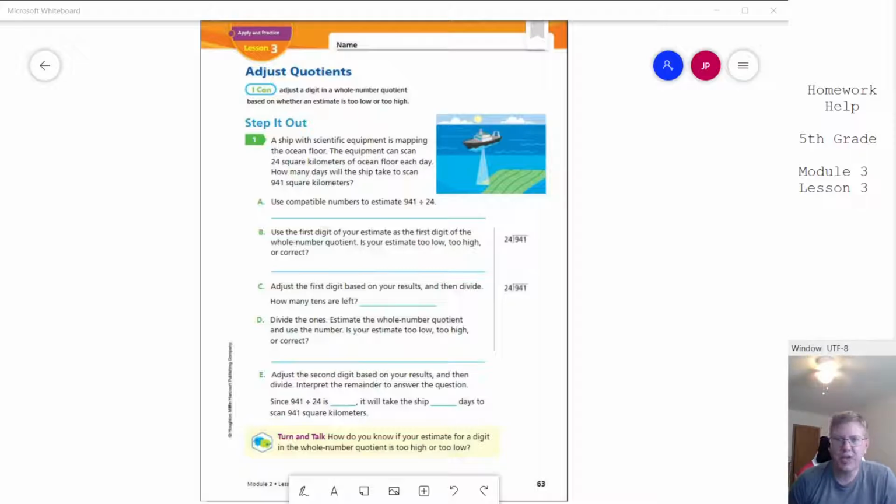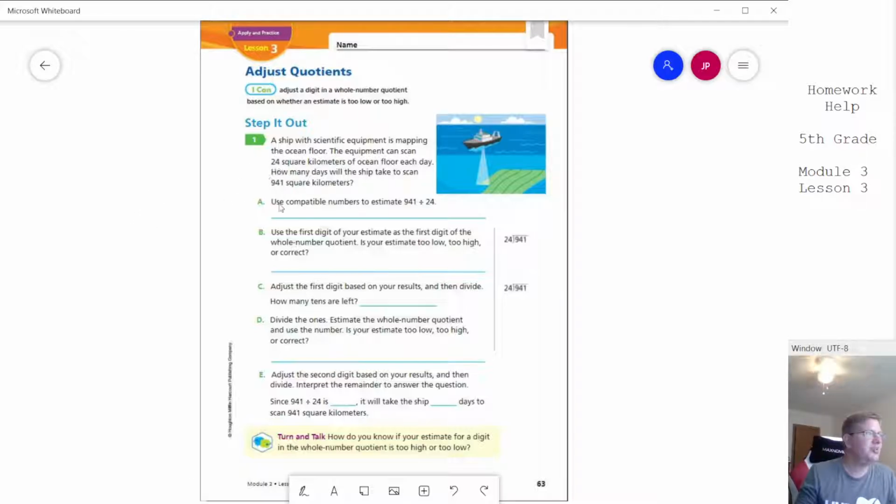So the last module and all of this module has been working with division. We're finally to the point that we're going to start talking about how we can adjust our answers if we try to guess a number and it doesn't work. Just to give you an idea of what we're working on, I normally recommend that students write out their math facts if they don't have them memorized.